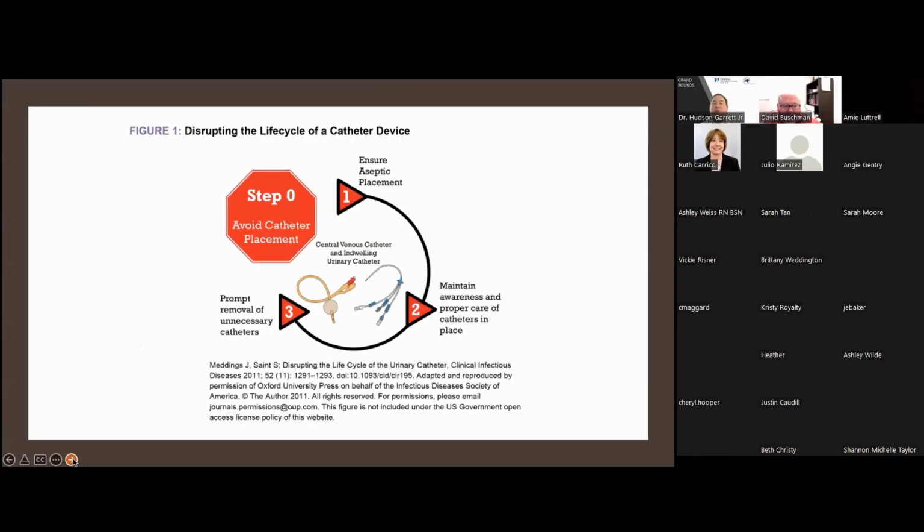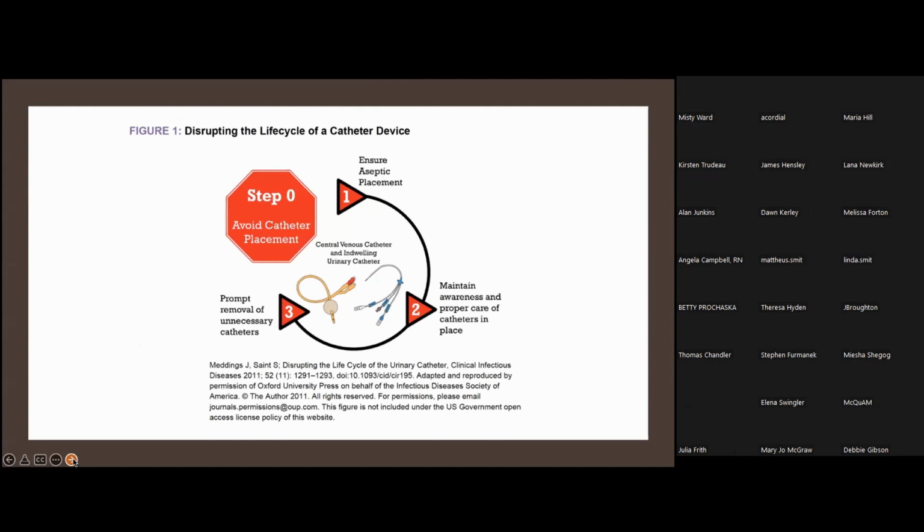So I wanted to share with you a couple of things up front that are really, I think, applicable to both topics, whether it's CAUTIs or CLABSIs. And first and foremost, you'll see here is step 0, avoid catheter placement. That makes total sense. If there's not a medical indication and frankly, a medical benefit for the placement of that catheter, then why are we placing it inside the patient?